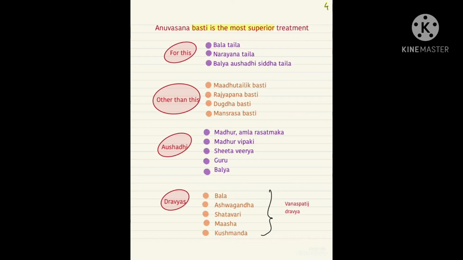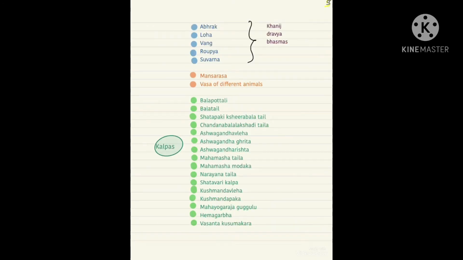Now let's see what other kind of medicines and kalpas are used for the treatment of Dhatukshayajanya Vatavyadhi. So after Vanaspati dravya, there are some Khanij dravya bhasmas that can be used for the treatment of Dhatukshayajanya Vatavyadhi. They are Abhrak, Loha, Vanga, Raupya and Swarna bhasmas. Also Mansras and Vasa of different animals also can be used for the treatment.